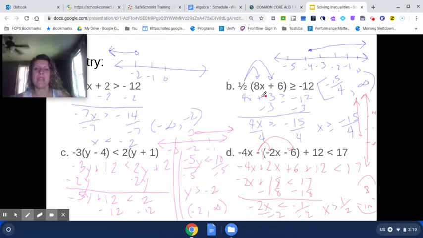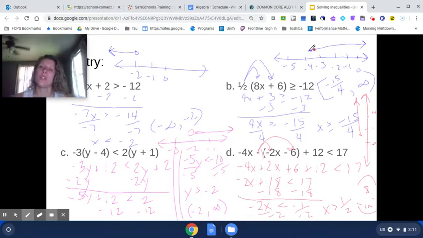Part B, solving it, we had to distribute the 1/2 through, and then we get here, x is greater than or equal to -15/4. -15/4 is really close to -4, almost -4. So it'd be -3 1/4. So, or I'm sorry, -3 3/4.